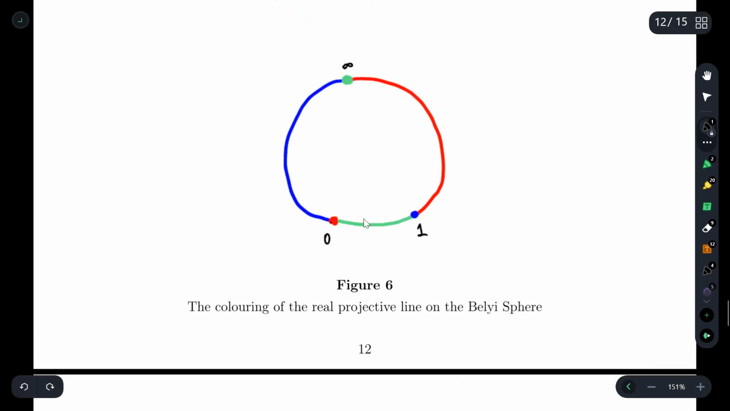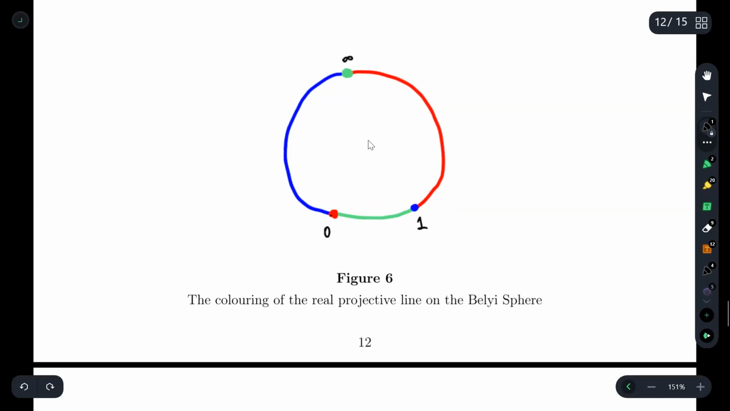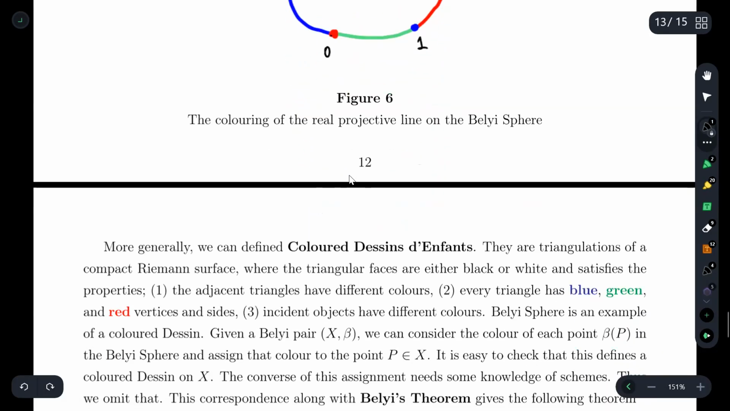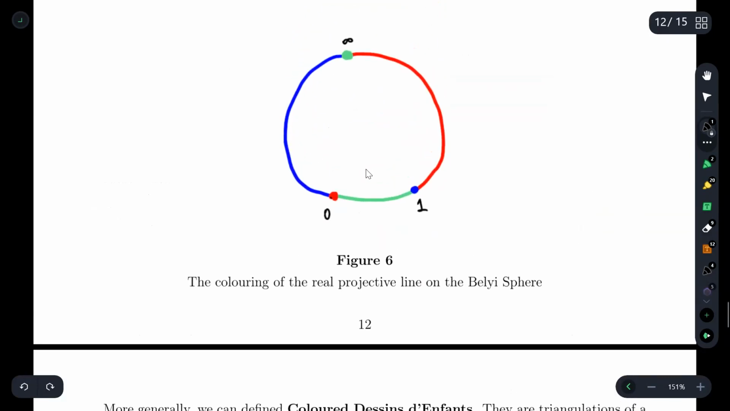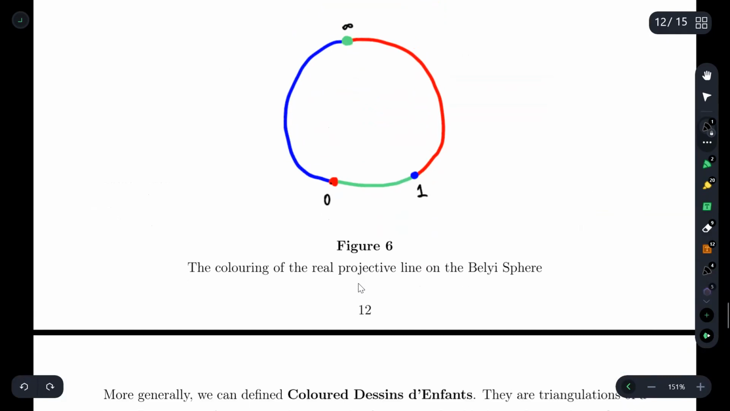So we just saw a particular example of a colored dessin d'enfant. The colored dessin would be just the inverse image under the Belyi map of this thing, right? Yeah. You can say that this is the simplest example of a colored dessin d'enfant. And we will use this simplest dessin on the Riemann sphere to construct a one-to-one correspondence between colored dessins and Belyi maps.